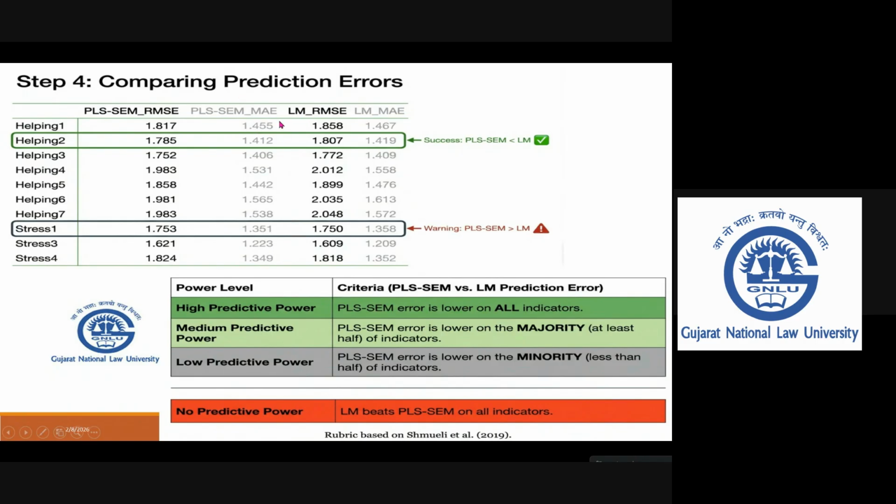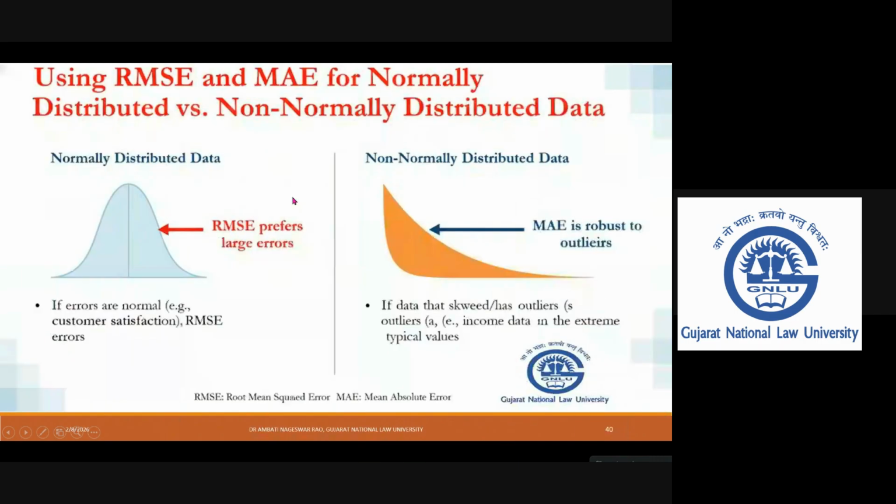But in case half of the indicators favor PLS-SEM RMSE and half favor LM RMSE, in that case we have medium level prediction errors. PLS-SEM error is lower on only the minority of indicators. If your PLS-SEM values are higher than the LM RMSE values, then it means we have more PLS-SEM errors. Okay, so that is the indication. This is what I missed yesterday. I couldn't explain this one. I missed it.